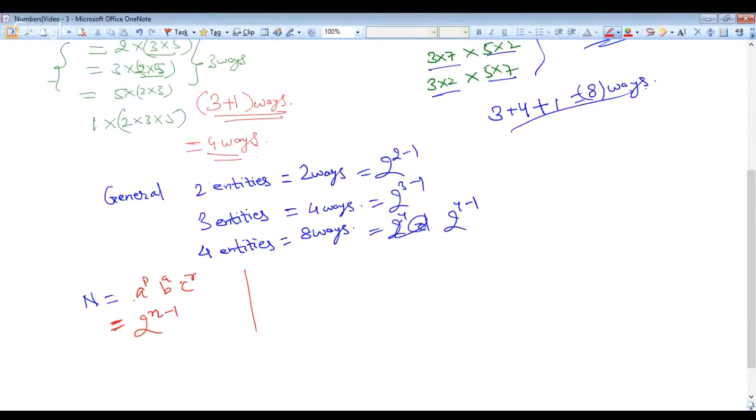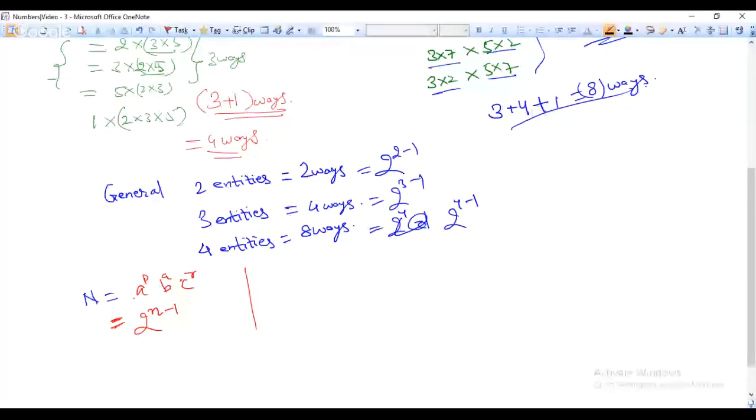So what can we take? Let's take a number n equals 12. 12 can be written as 2 square into 3. So what would be the formula? 2 and 3 are the prime factors, only prime factors.